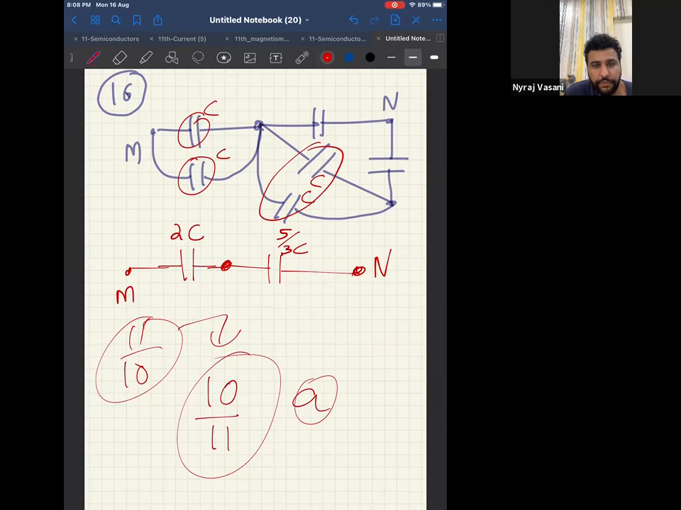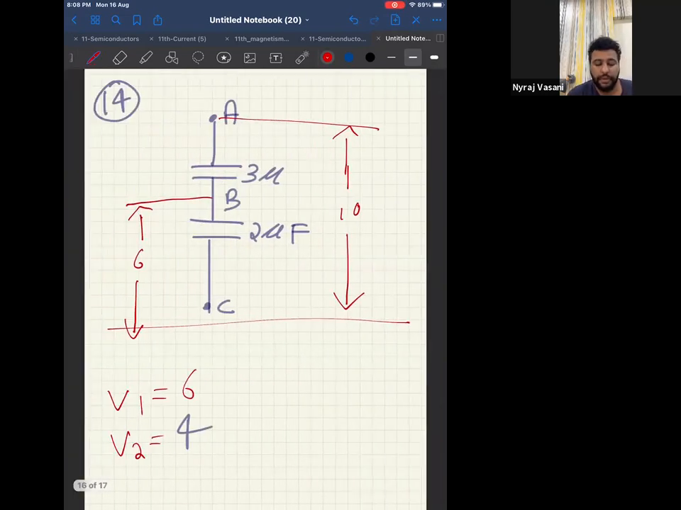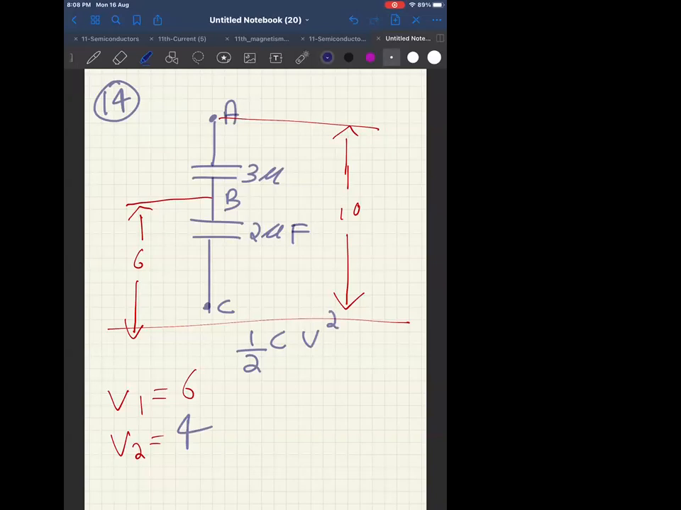Okay, all of you. Now, the 14th one I had to do. So the formula for the 14th one, someone wanted it, I'll do it. It is half CV square. Correct? The 14th one is half CV square. Now let me do the 14th question.